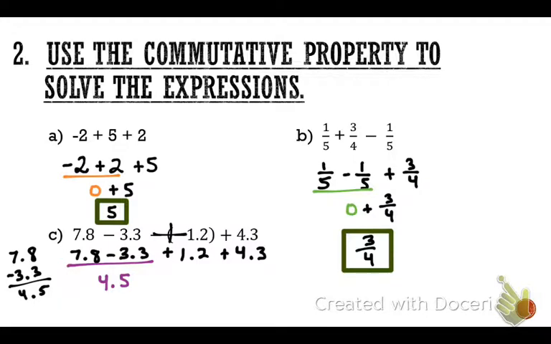Now I'm just going to bring down the rest of my problem. Plus 1.2 plus 4.3. Now once again, I'm going to be working from left to right. So let's go ahead and underline this. Once again, mental math. 4.5 plus 1.2. What do you get? 5.7. All right, 5.7. And then drop down this last part we have here, plus 4.3.